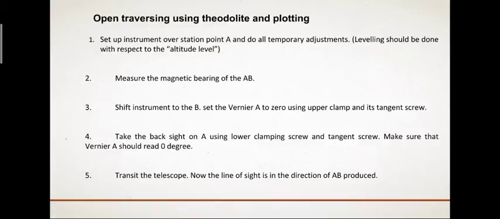Then at the point B, what we are going to do is we are going to set up the theodolite. There you are going to do all the temporary adjustments, like leveling should be done with respect to the altitude bubble. Okay, and you should see that using the upper clamp you have to make the vernier A to be 0, right, as we have done in the previous experiments, how we have brought the vernier scale to 0. So you have to do it here.